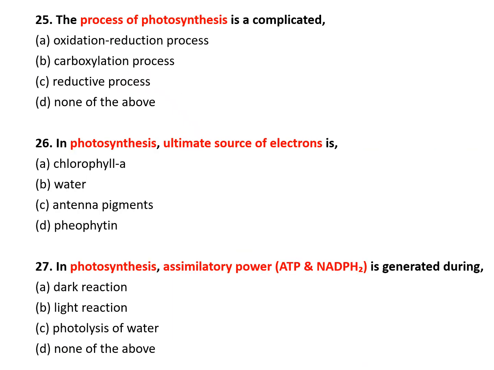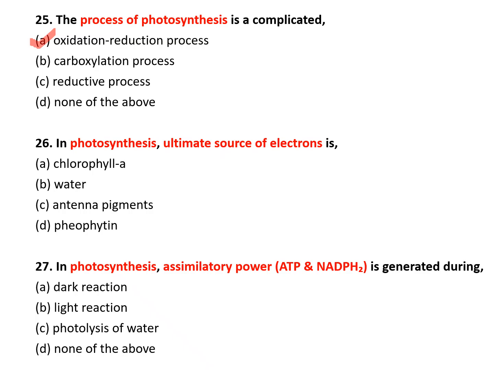The next question, number 25. The process of photosynthesis is a complicated: option A, oxidation reduction process; option B, carboxylation process; option C, reductive process; option D, none of the above. The correct answer is option A, oxidation reduction process.